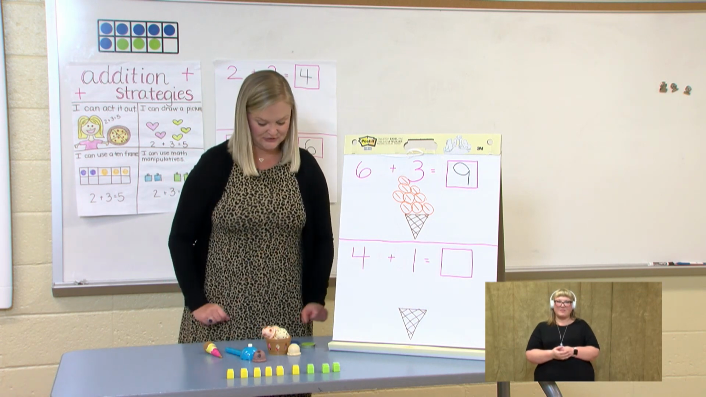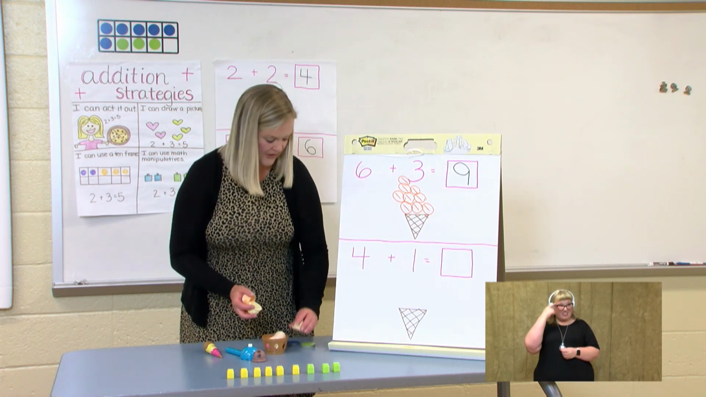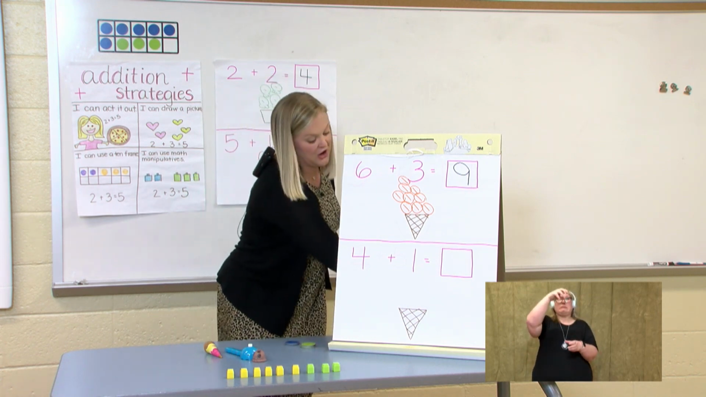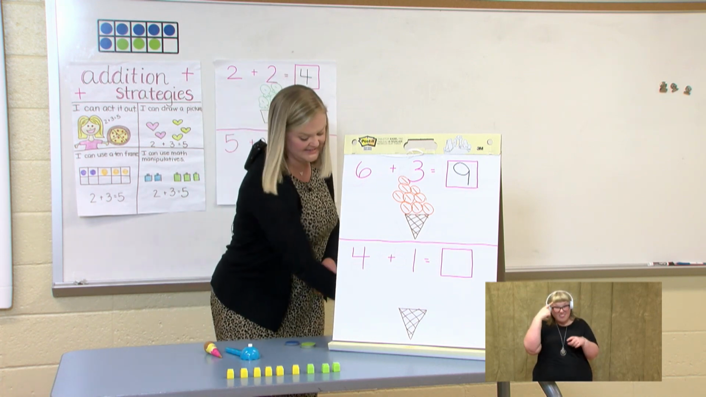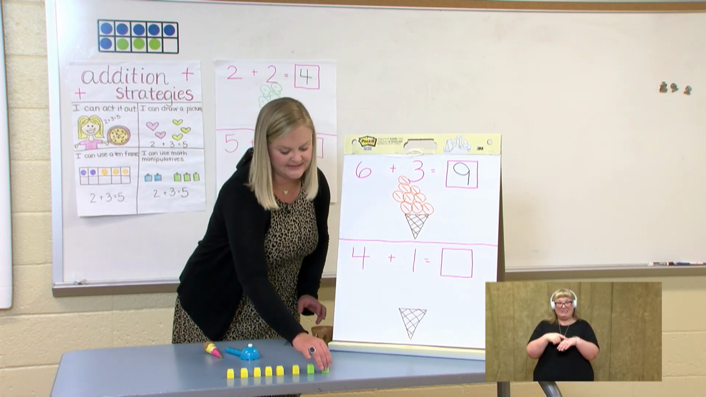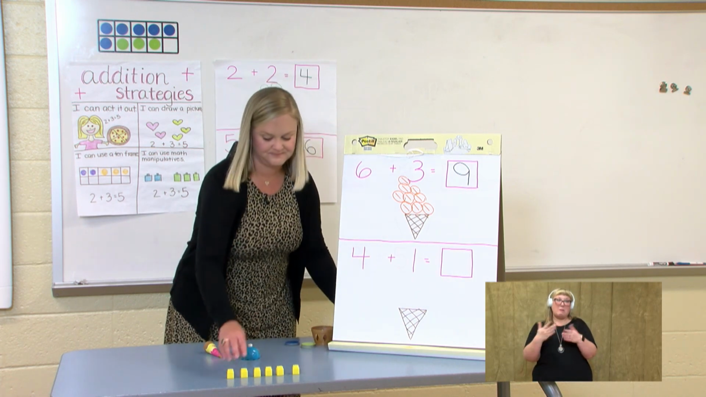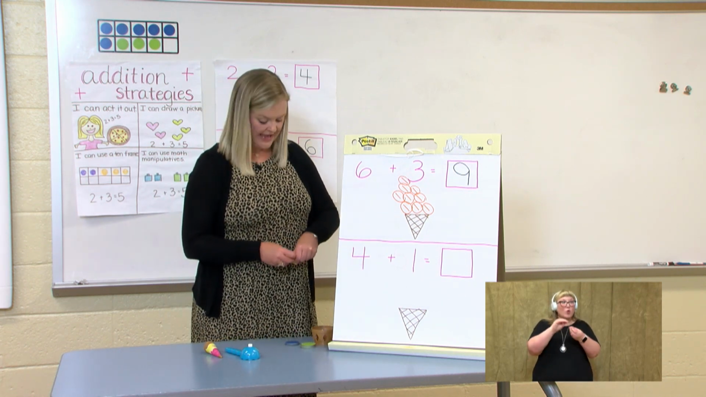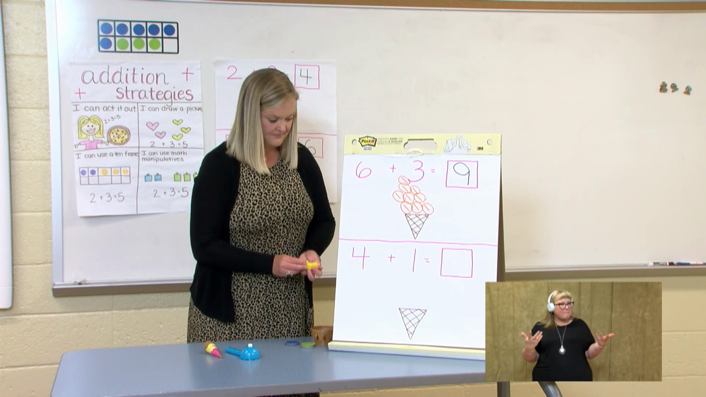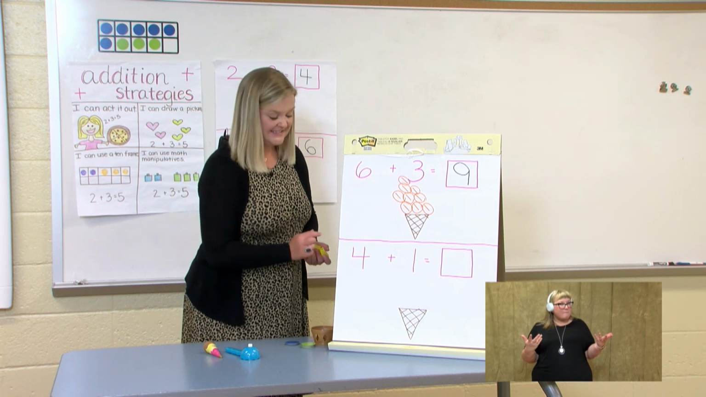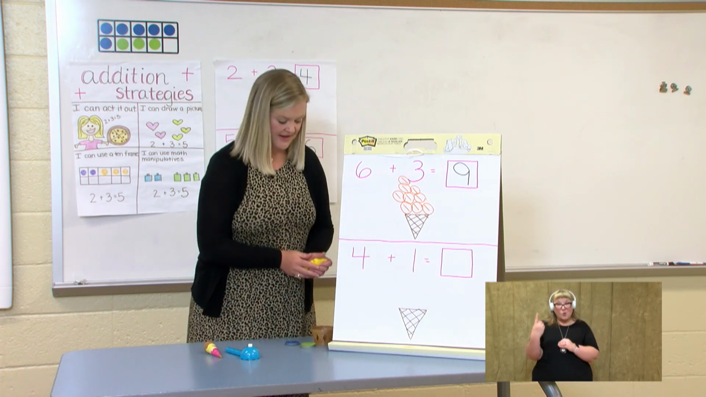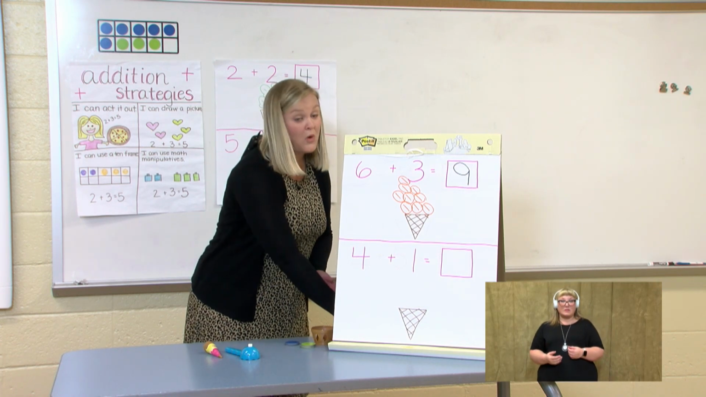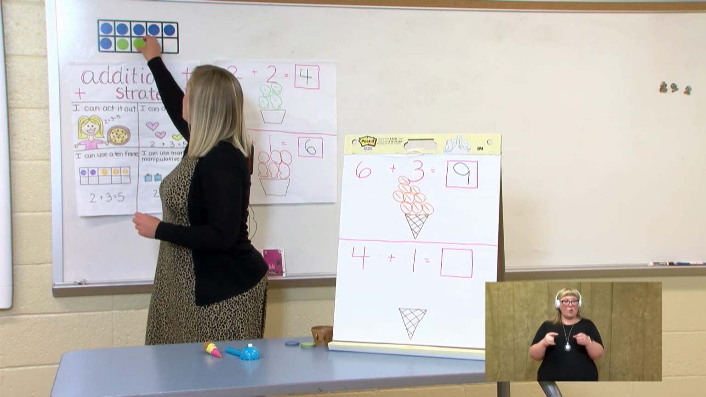Now this one has a cone too. Do you think that we can once again try to fit all of our ice cream scoops on a cone? Last time it was very tricky. Let's see if this time it will fit. Will you read that number sentence aloud to me? You're right. It says 4 plus 1. Let's see if we can get 4 plus 1 ice cream cubes on our ice cream cone.